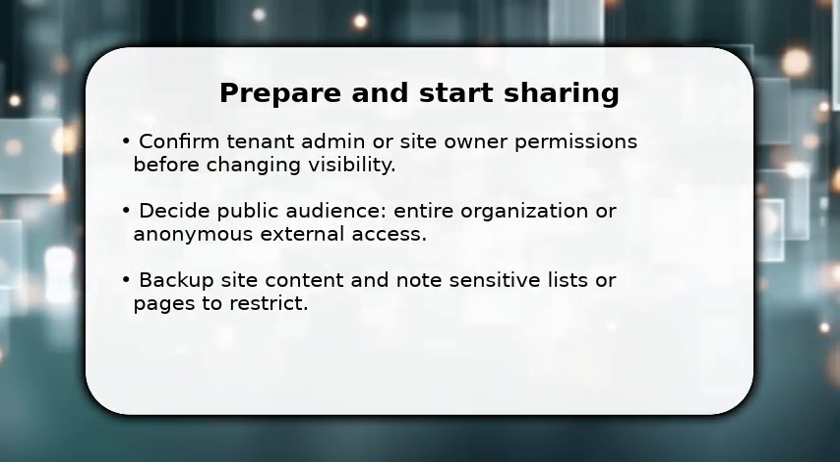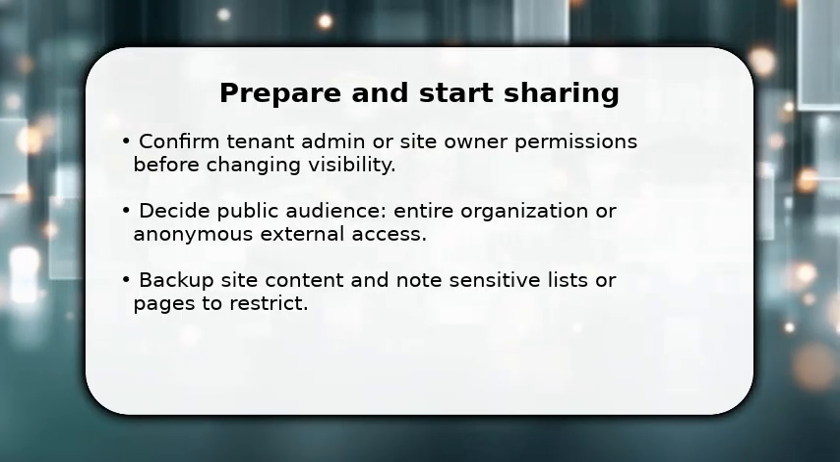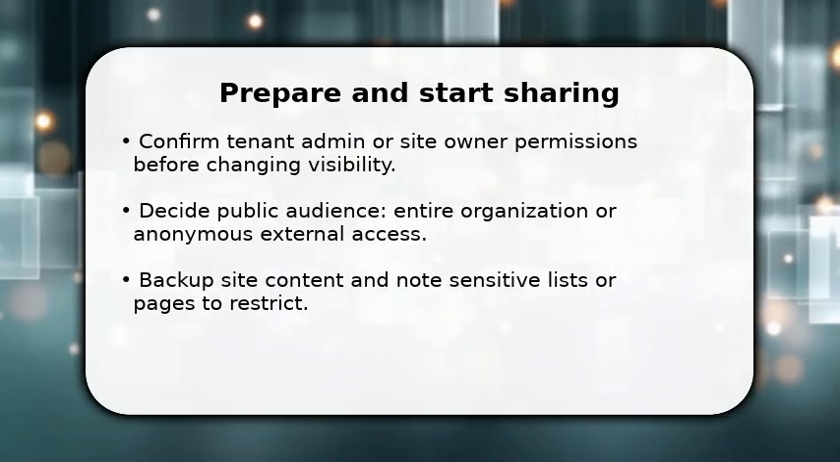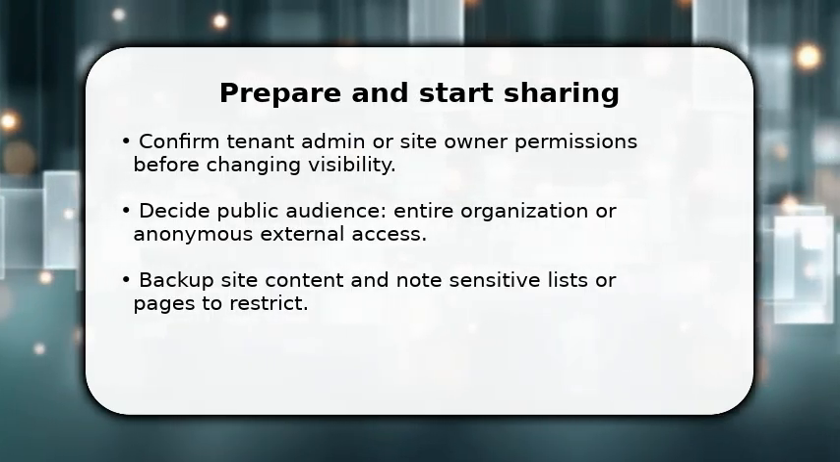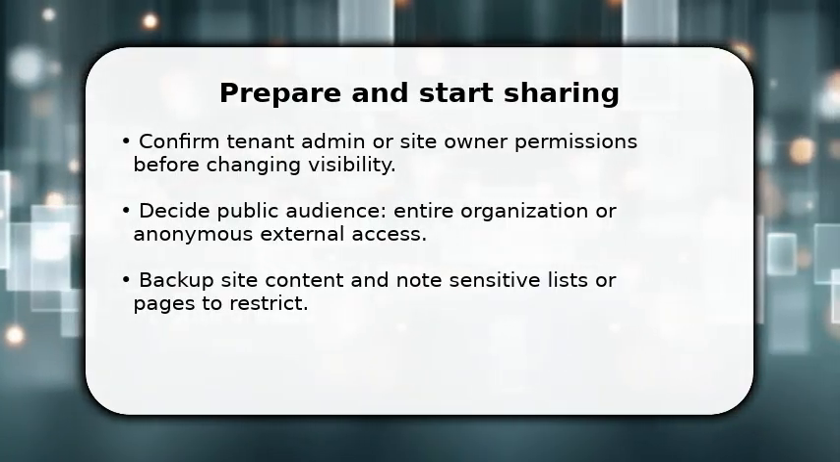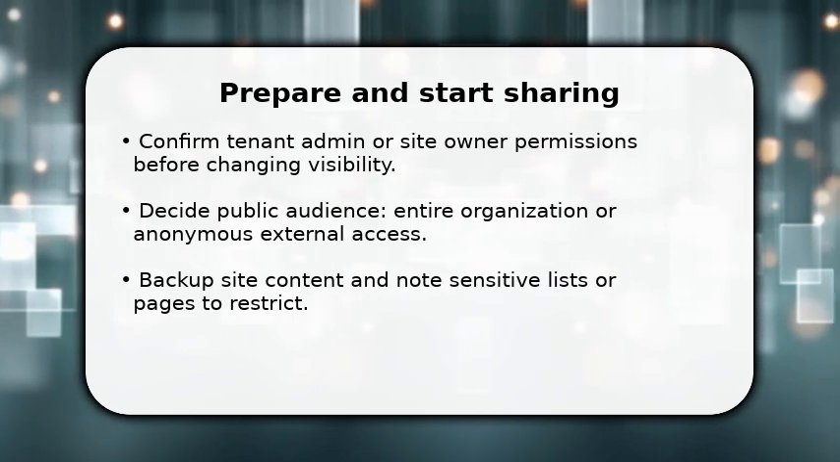Make sure to isolate any sensitive lists or pages first, because changing visibility can expose them. If you need anonymous access, verify the tenant-level sharing settings allow external anonymous links. Start the change now so you can confirm access behavior in the next steps.